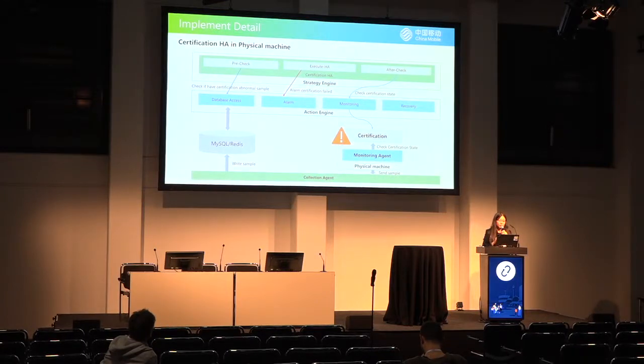The next one is the certification HA in physical machines. It's very similar to the other case. The monitoring agent checks the certification state and reports it. And if the strategy engine finds an abnormal sample, it will alarm. And there is no recovering agent in this case, but we can add it ourselves. This case shows the good scalability of the Guardian.